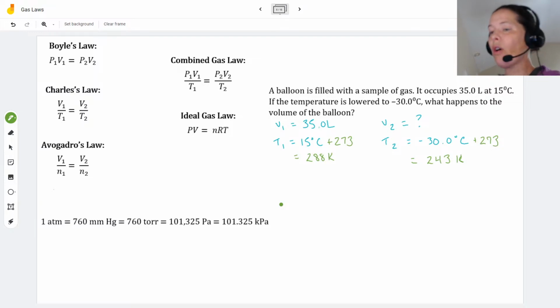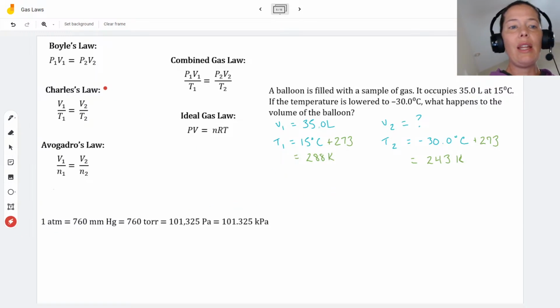Okay, so what you can see here is my T2 was a negative number. So hopefully if you had run into this problem and you plugged in a negative number, it wouldn't make sense, because you would get a volume out that was negative. And again, this is why we use an absolute temperature scale. You will never have a negative number in Kelvin, and you will also never have zero.